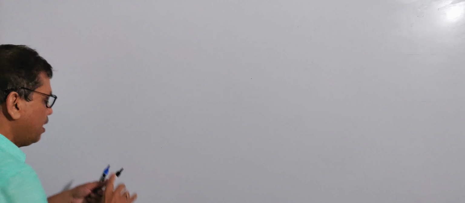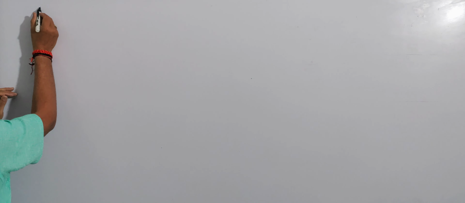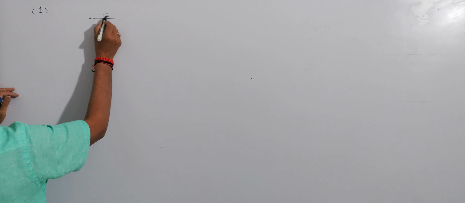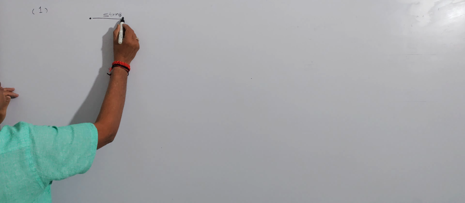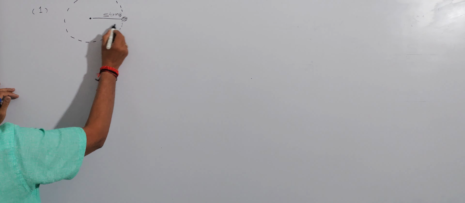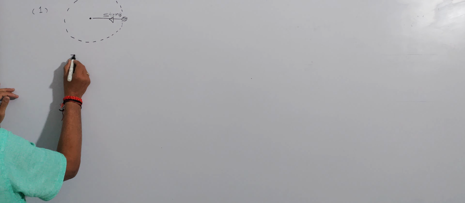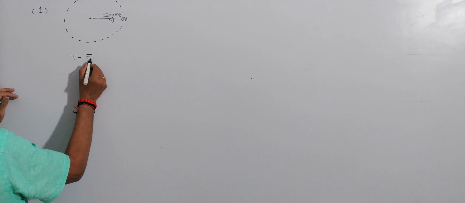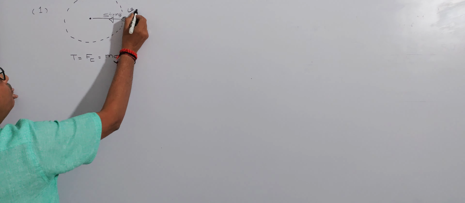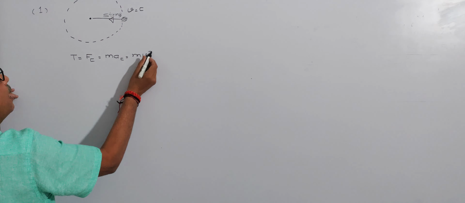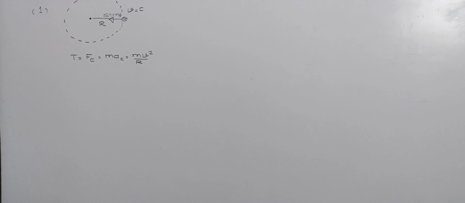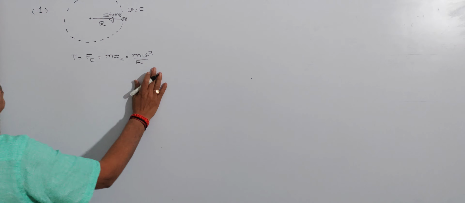For the first example, suppose a string is there and a mass is attached and it is moved in a horizontal circle. Here you will observe the tension acting in the string provides the necessary central or centripetal force, that is mass times centripetal acceleration, and if it is moved with constant speed v, it is equal to m v square by r, where r is the length of the string, or the radius of the circle in which the object is moving. So the tension developed will be m v square by r.